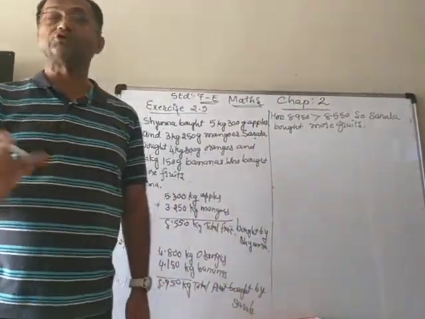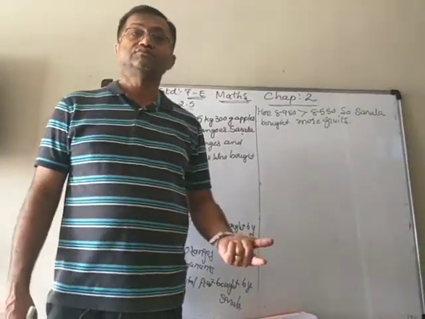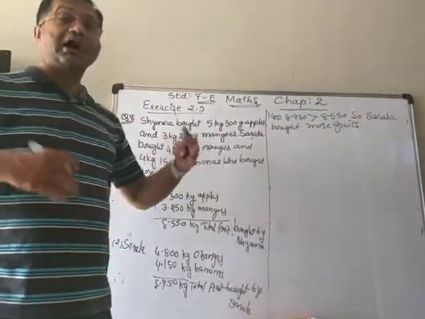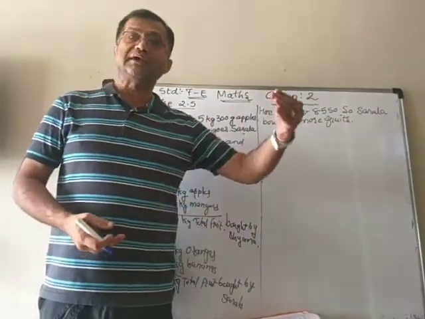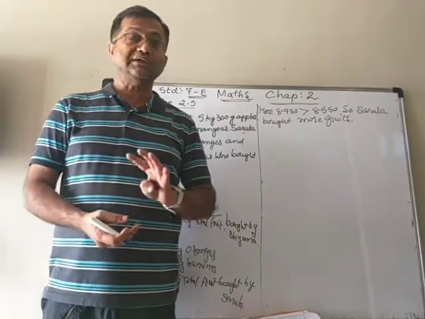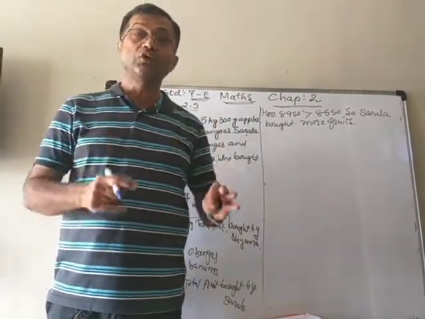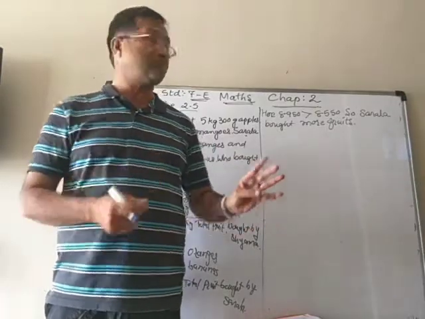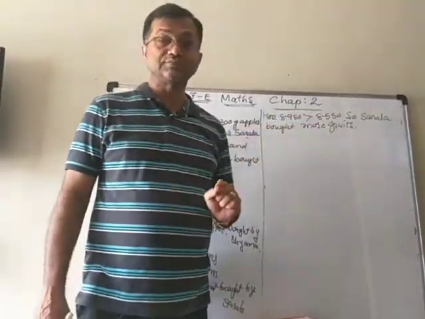Then we don't have to subtract. If they ask how much more, like in the previous sum, how much travelled more, then we have to subtract the smaller from the greater. But here we don't have to subtract because they only asked who bought more fruits. So our answer is Sarala bought more fruits.